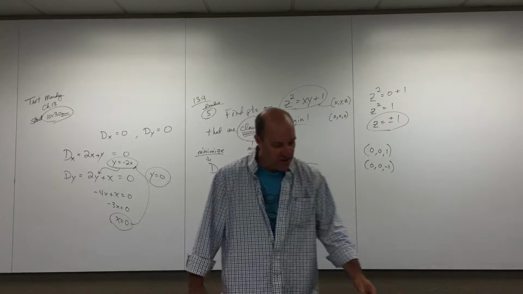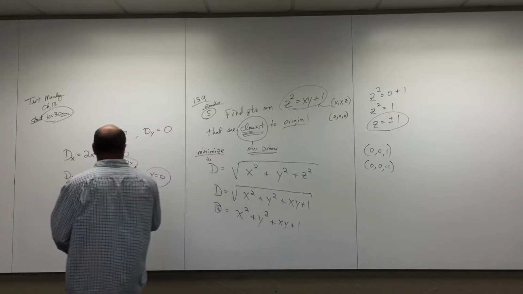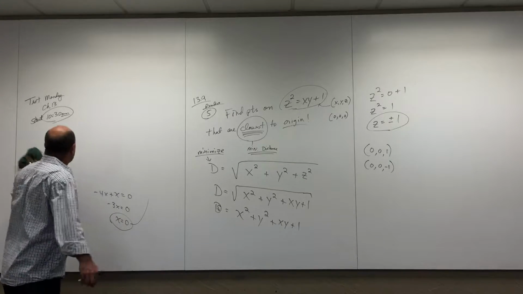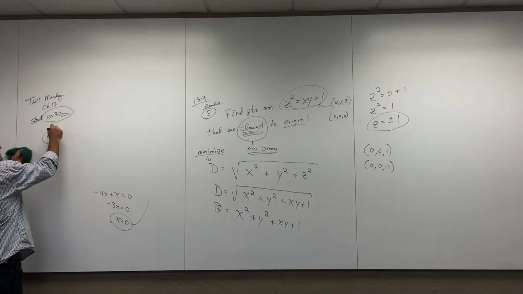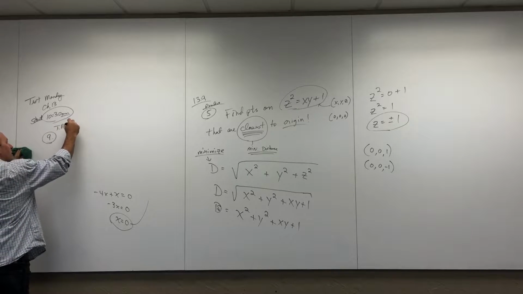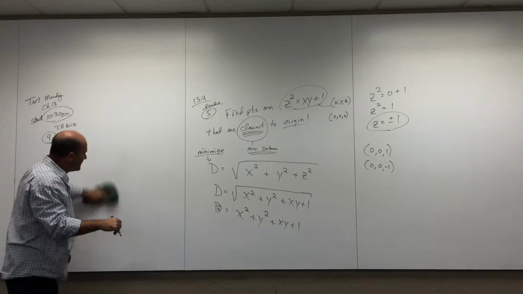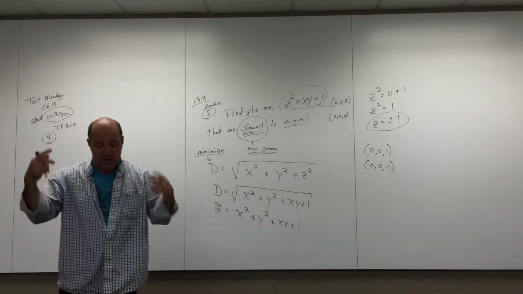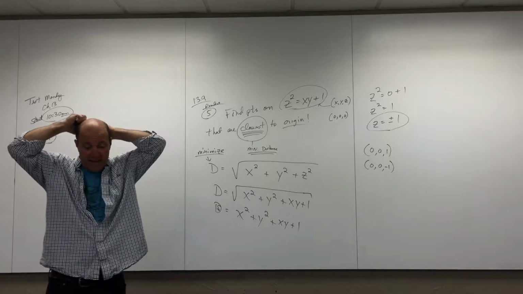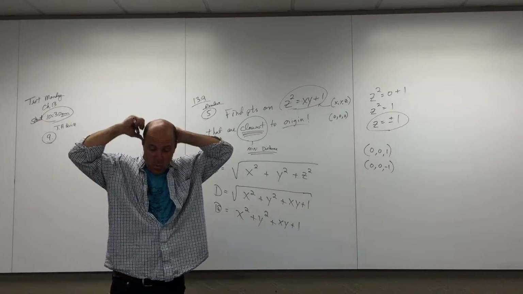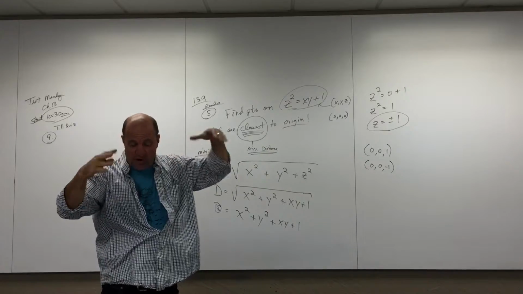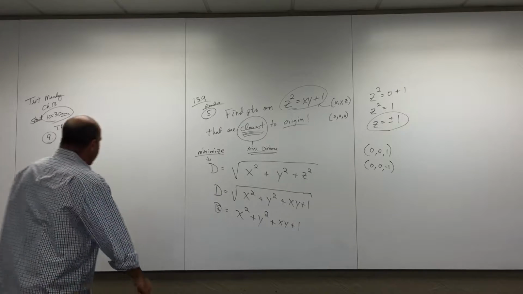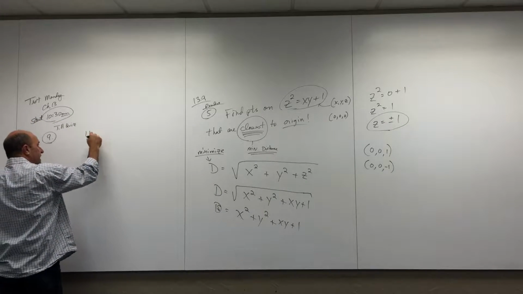Let's talk about that. I'm up here in 13.9 trying to do applied max-min problems in 3D. Check out number 9 on your take-home quiz. It says, find the volume of the largest rectangular box in the first octant with 3 faces in the coordinate planes and 1 vertex in this plane. Wow, that's kind of a complicated sentence.